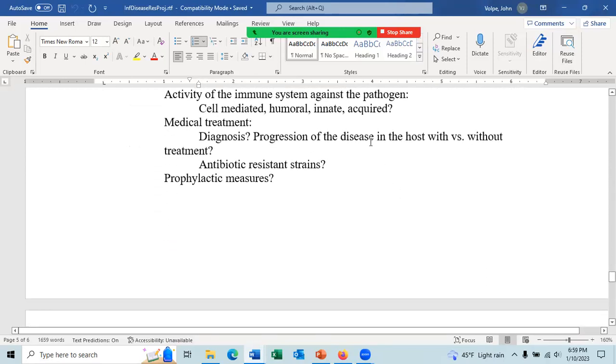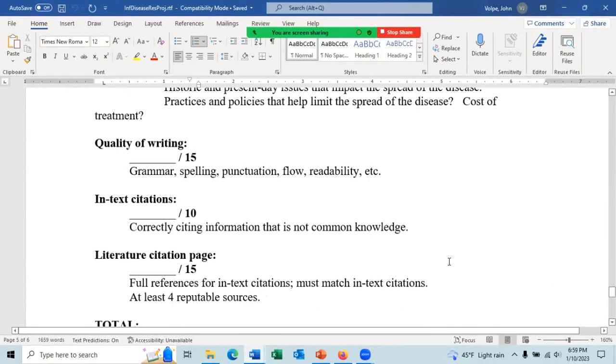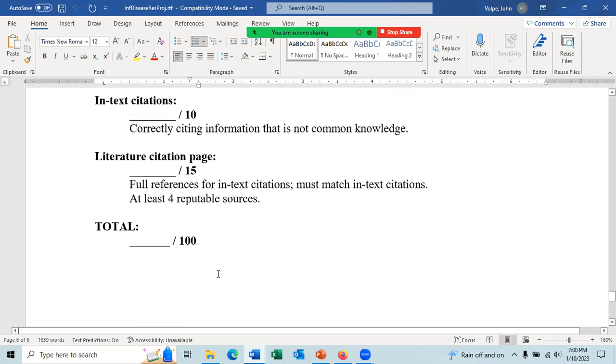And then for each of the other sections, I have what I'll be grading you on. Quality of writing will concern how good your grammar is, how good your spelling is, punctuation, how good the paper flows, how easy it is to read, etc. And the quality of writing will be 15 points. I've already mentioned the in-text citations worth 10 points. The full citation, the literature citation page will be worth 15 points for a total of 100 points.